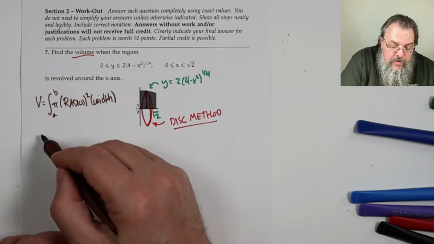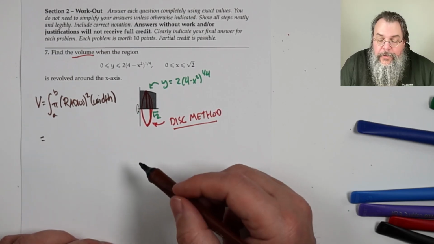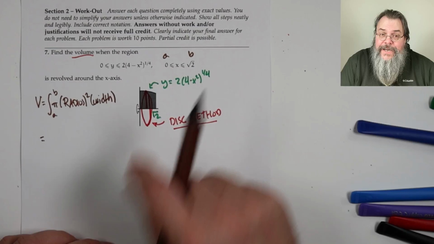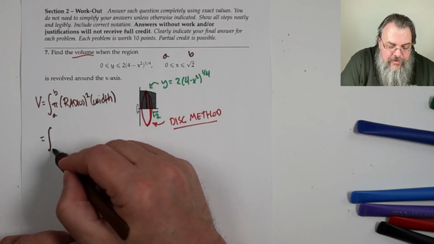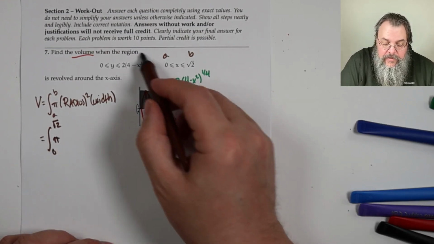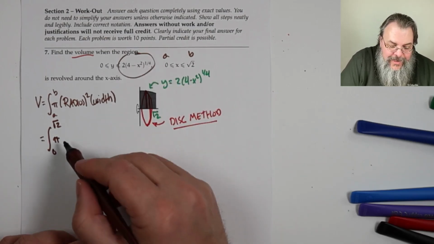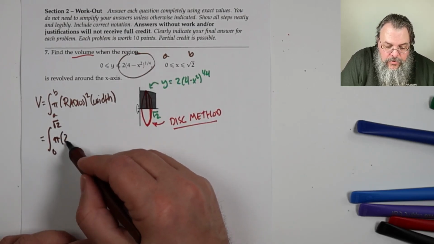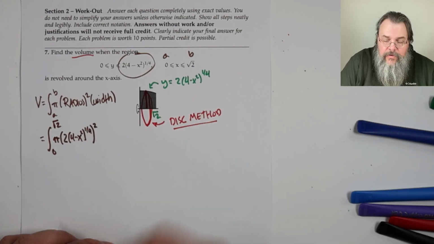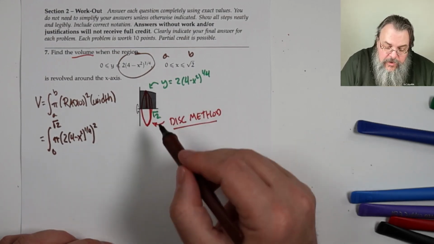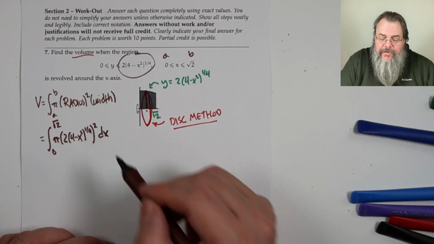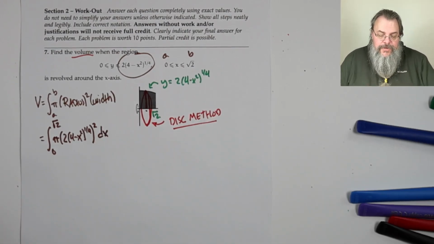Now for us, we start thinking about, what do we know? Well, we have a and b given. 0 and root 2. And okay, so 0 to root 2 pi. What's the radius? Well, it's that part. Okay, so that's going to be 2 times 4 minus x squared to the 1/4, quantity squared. And what's the width? Well, the width is just a small little change. In our case, it's dx. So width is dx or dy, depending upon how you integrate.